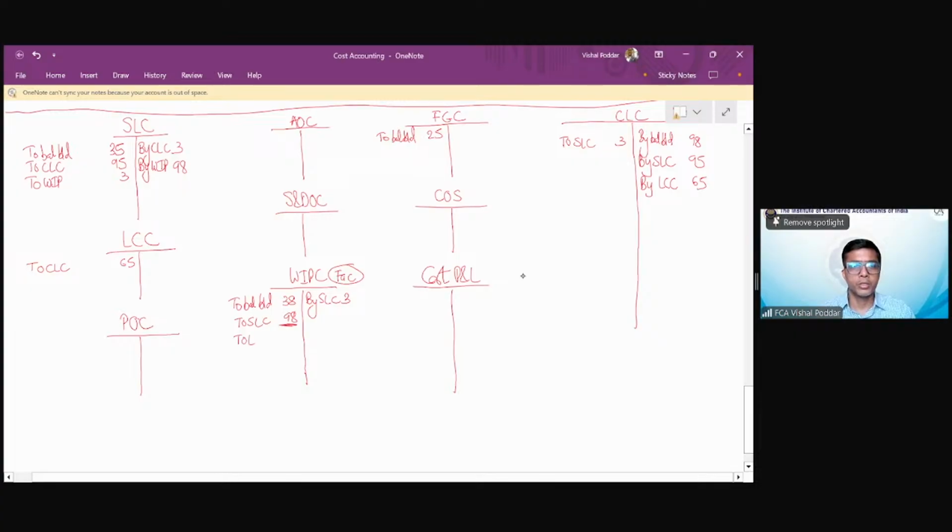So here you are charging the direct wages and it is given by the labor. Indirect wages has to go to overheads. So from here it is transferred here to LCC 25. Okay.